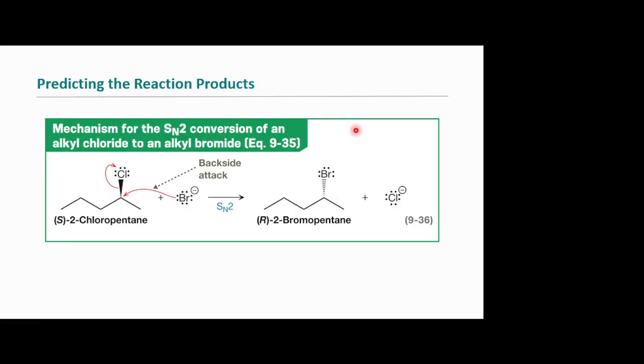So your mechanism for an SN2 conversion of an alkyl chloride to an alkyl bromide is this one right here. And so we have the SN2, the bromide attacks on the backside attack, the chloride leaves here, and that gives us the opposite. See, this used to be the wedge, right? Now it's the dash. Okay. Anybody have any questions?